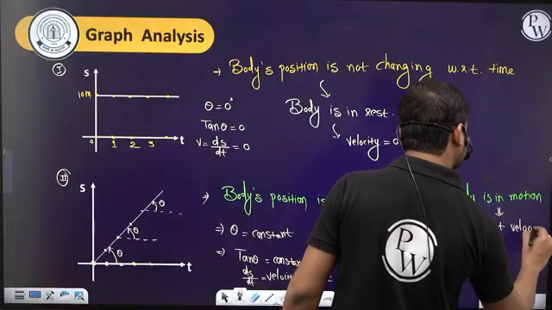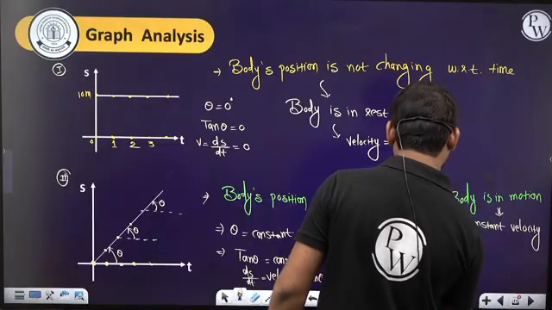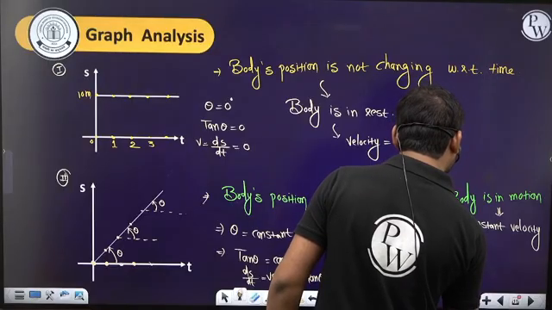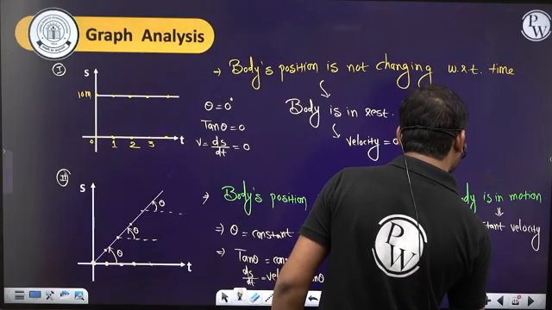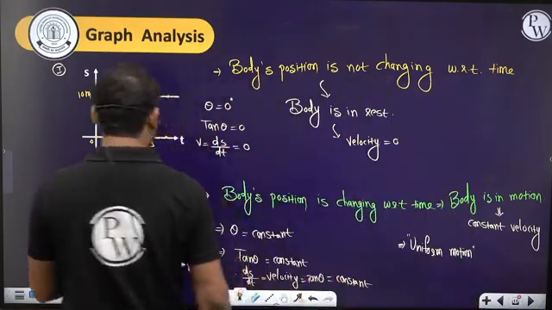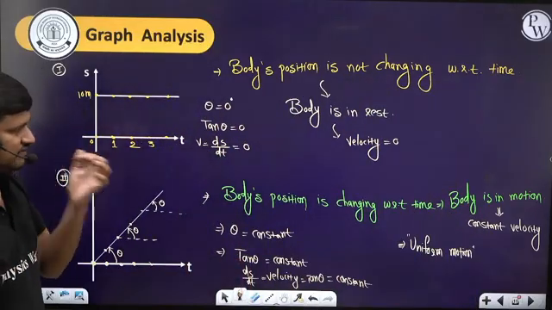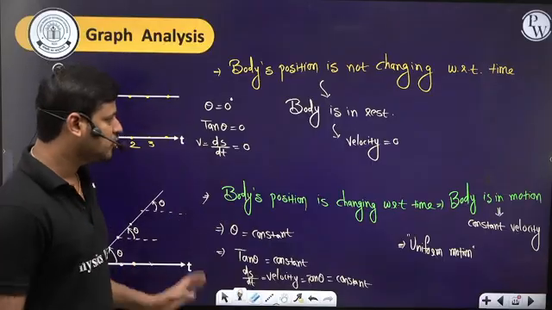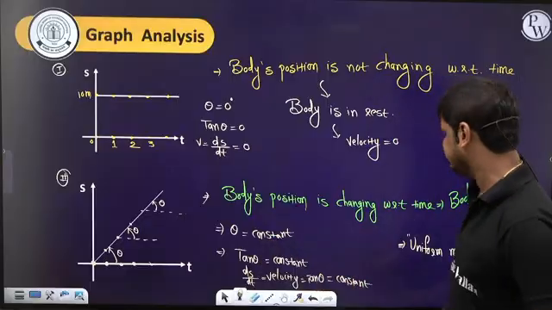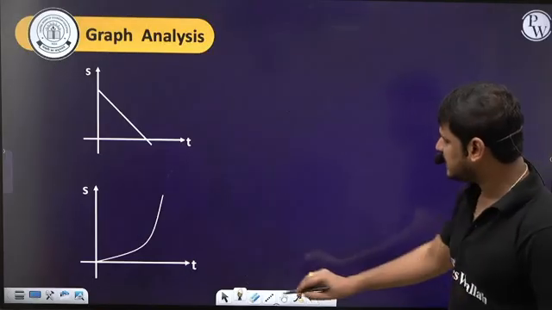The body is in uniform motion. The body is covering regular distances in regular intervals of time. That we call uniform motion. Hope this part is clear, everyone. Understanding? Chalo. Next, let's go for the next analysis.